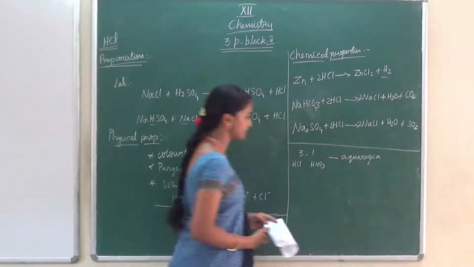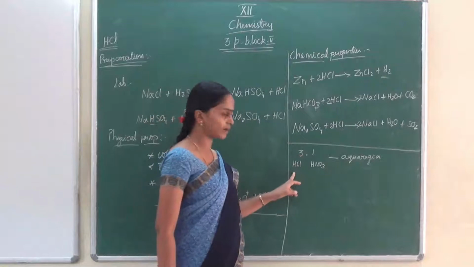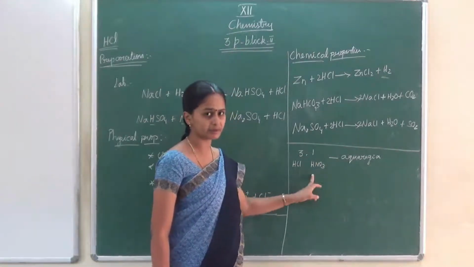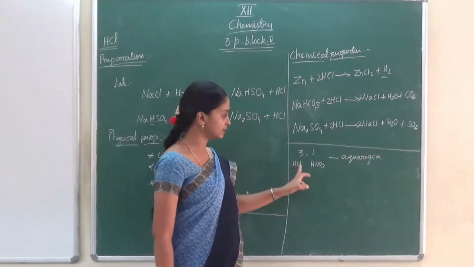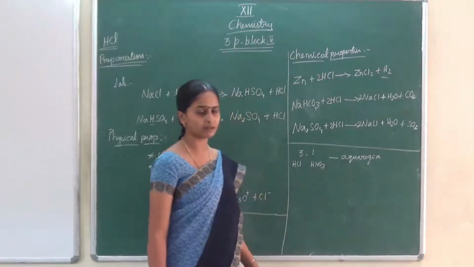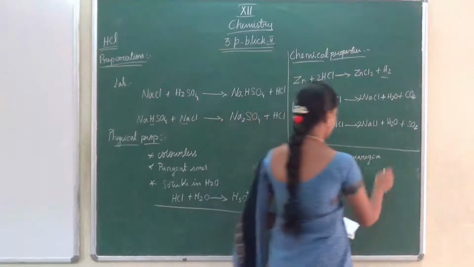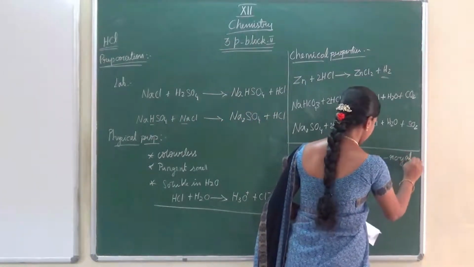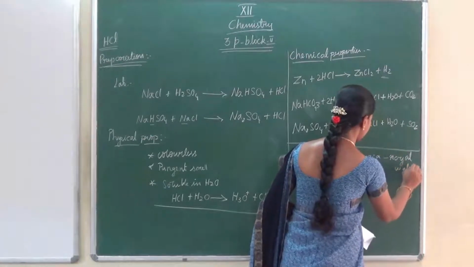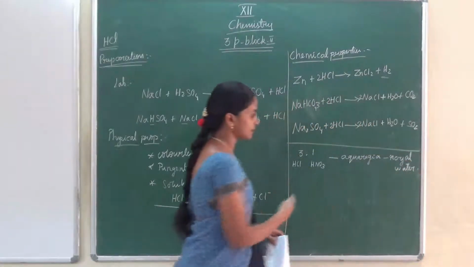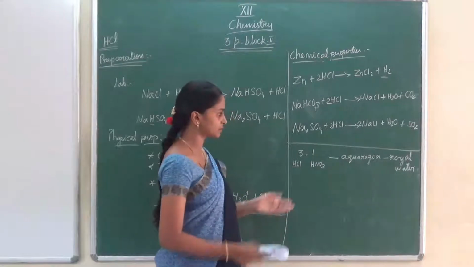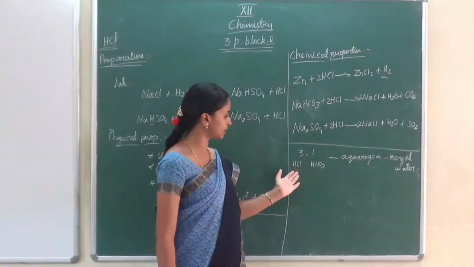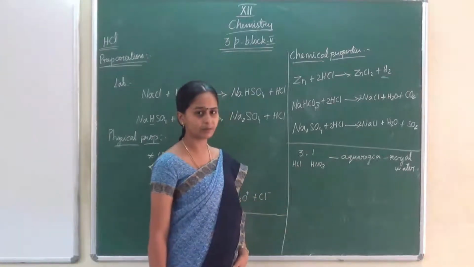Aqua regia is nothing but 3 parts of hydrochloric acid and 1 part of nitric acid mixed together as a solution. This solution is called aqua regia. Another name for aqua regia is royal water. Okay, so they can ask in 1 mark, what is the proportion of royal water? You can write 3 parts HCl, 1 part HNO3.